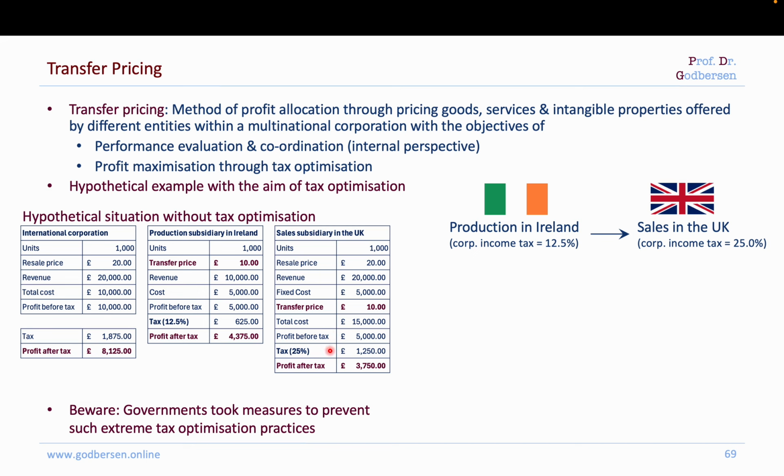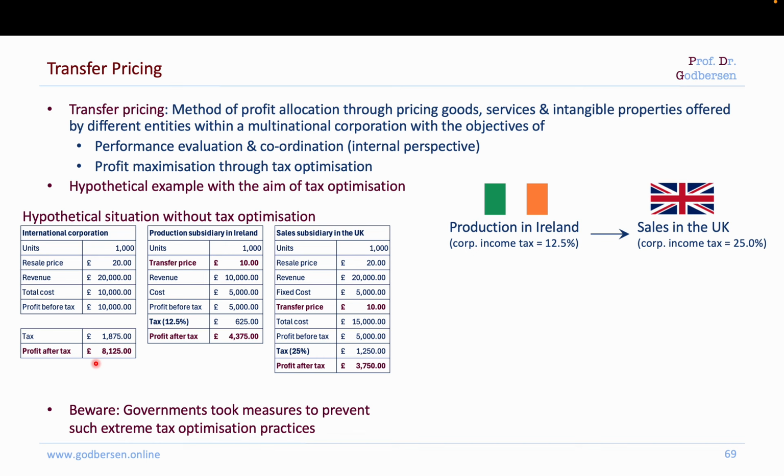Now comes our 25% corporate income tax, which is £1,250. Our profit is £3,750. That means on corporation level, when we put both after-tax profits together, we have a profit after tax of £8,125. Now, this is what we want to optimize.